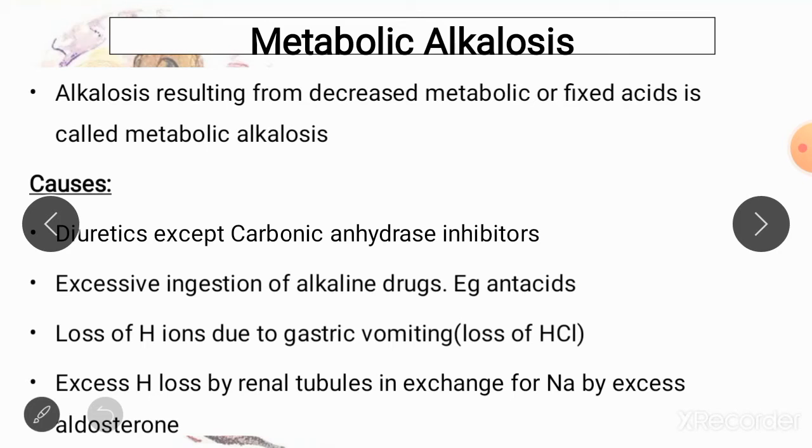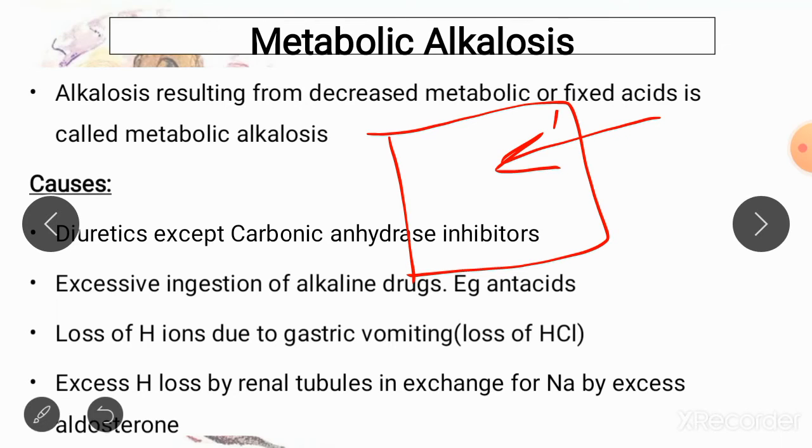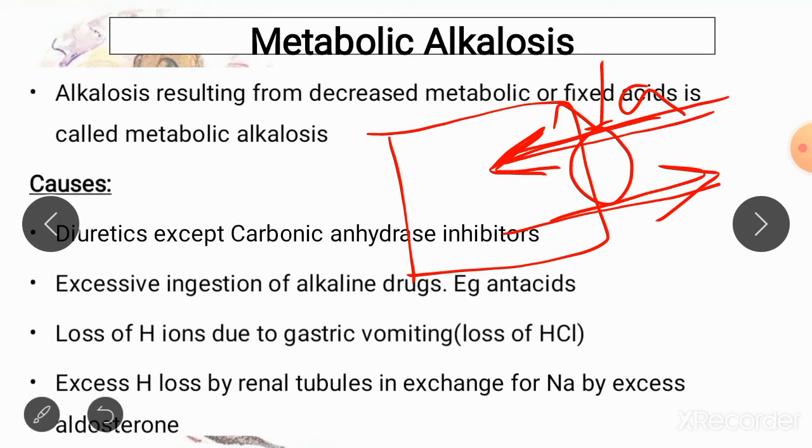Another cause of metabolic alkalosis is damage to the renal tubules, or any other condition leading to excess hydrogen loss from the renal tubule, and one of the hormones is also responsible for this, that is aldosterone. So what aldosterone does is it causes reabsorption of sodium, and as you know that sodium and hydrogen ions are counter transported. So when aldosterone causes a lot of reabsorption of sodium, it is also going to result in a lot of excretion of hydrogen ions from your body.